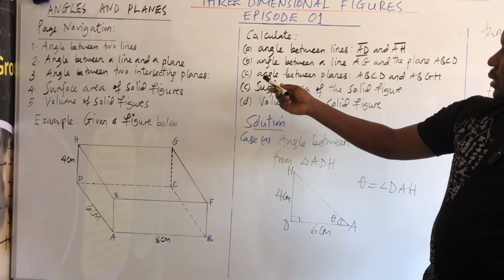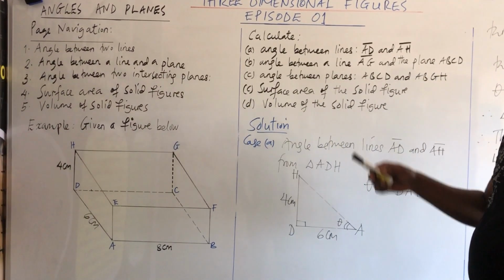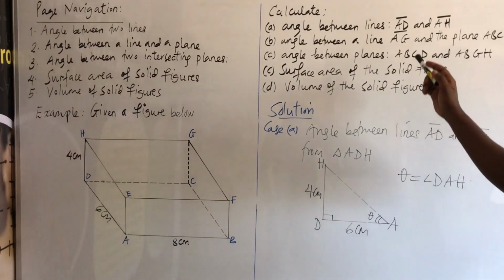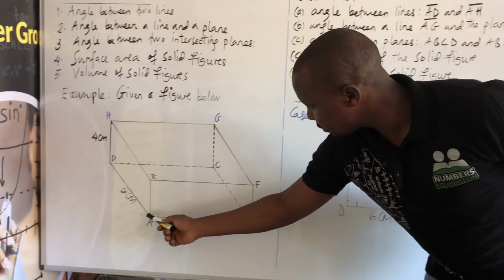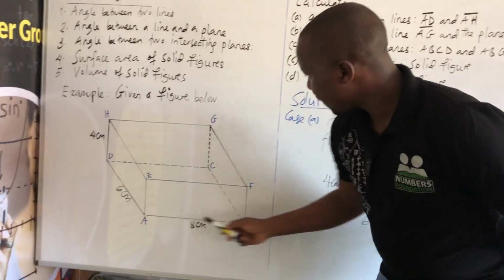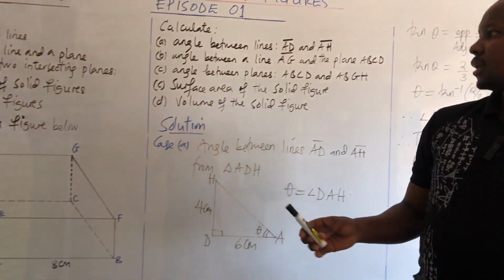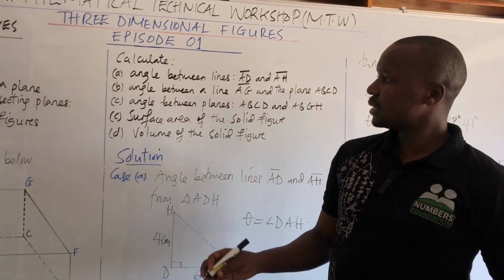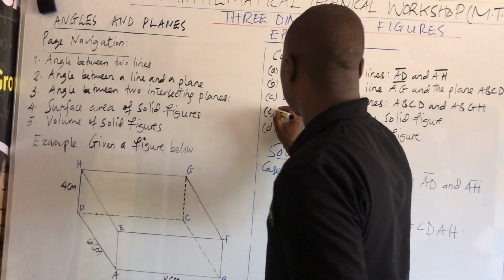Also, we are told to find the angle between planes. Here are two planes that are intersecting at a certain line. And now we are supposed to find the angle between the planes ABCD, as you can observe, and the plane ABGH, which are formed by those vertices. And the case C, we are told to find the case D.